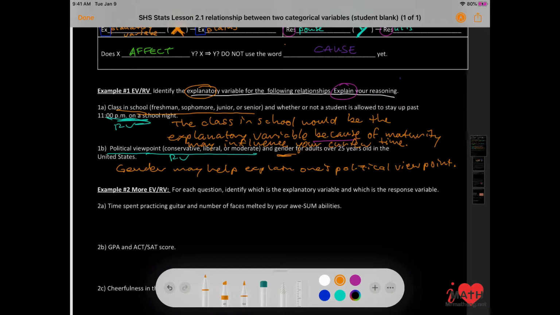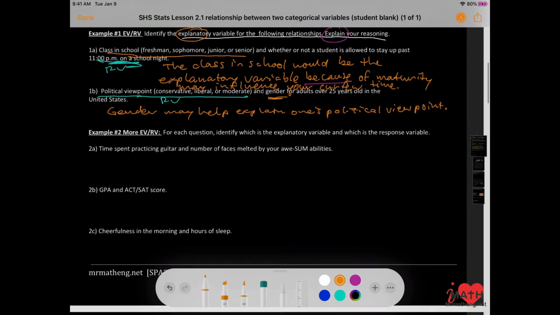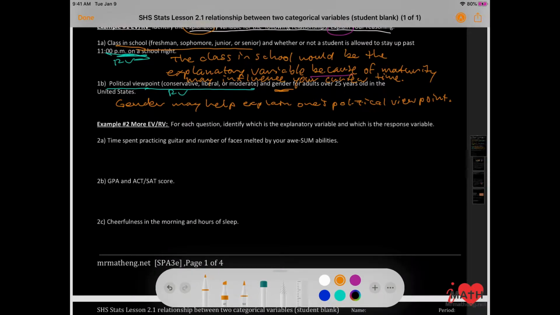All right, why don't you press pause and go ahead and try these 3 examples there. Example number 2, 2A, 2B, and 2C. For each question, identify which is the explanatory variable, the EV, and which one is the RV. Go ahead and press pause, and then we'll do these together.